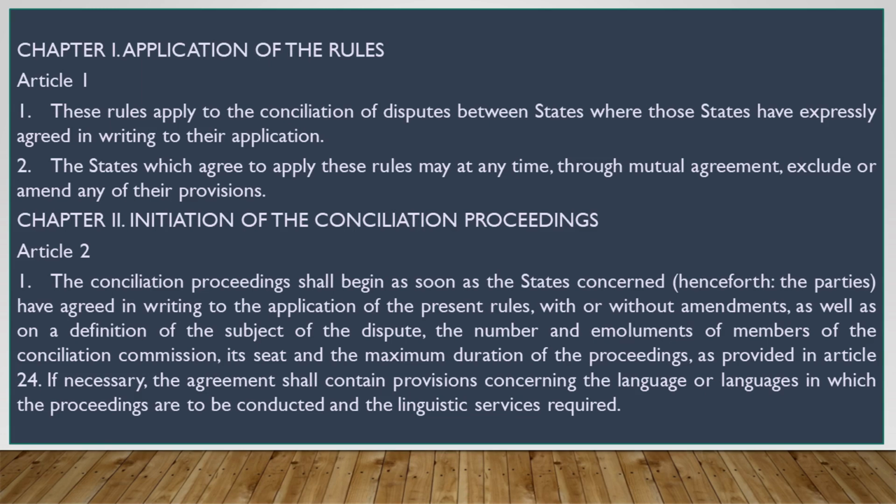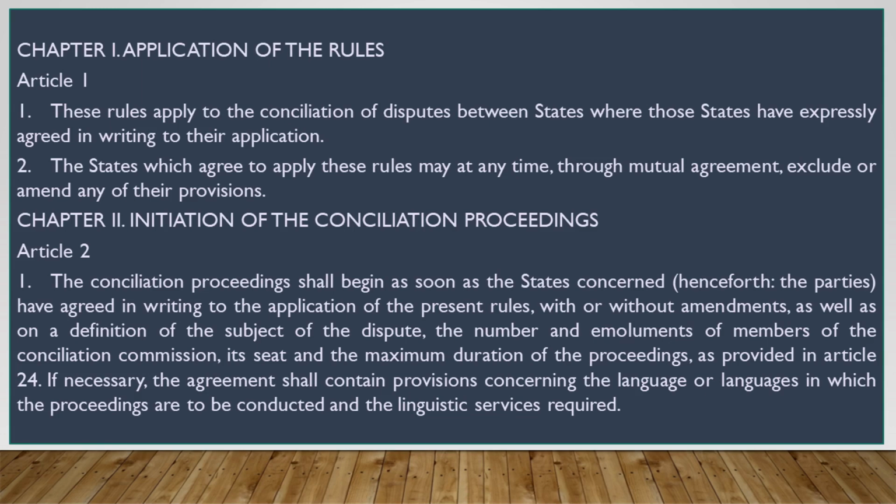Article 1. 1. These rules apply to the conciliation of disputes between states where those states have expressly agreed in writing to their application. 2. The states which agree to apply these rules may at any time, through mutual agreement, exclude or amend any of their provisions. Chapter 2. Initiation of the conciliation proceedings.